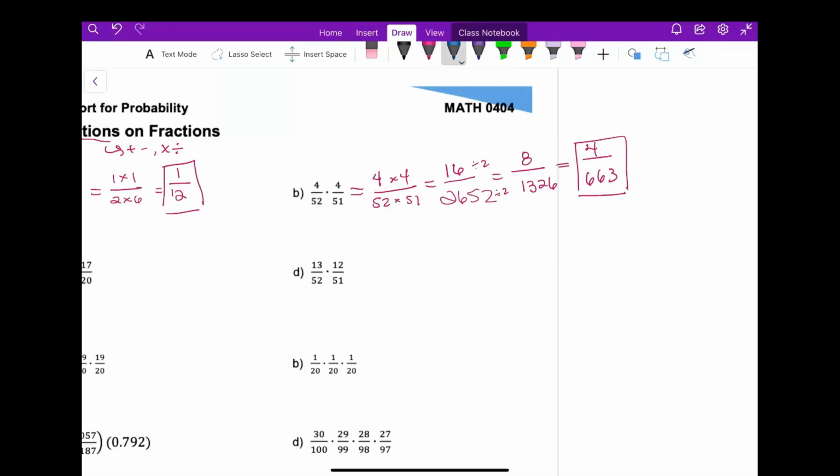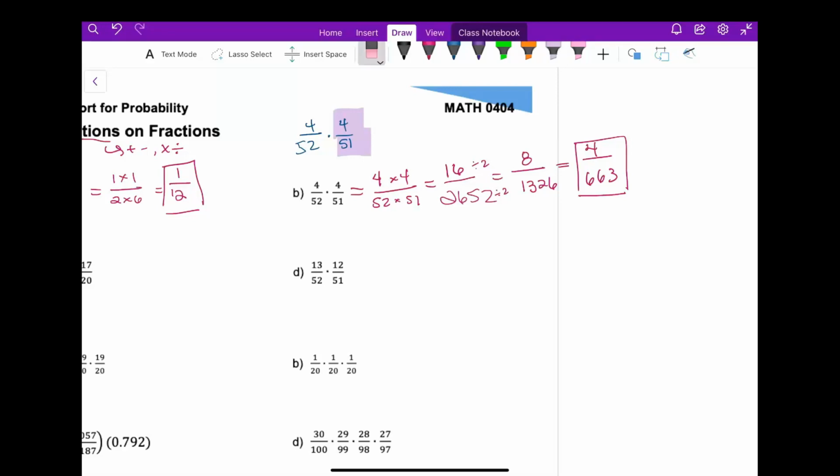Here is our second method. I'm just going to rewrite 4 over 52 times 4 over 51. I can simplify any number that has a number on the numerator and a number in the denominator. So for example, I could simplify this 4 with this 52. I could also simplify this 4 with this 51. I could simplify this 4 with this 52, or I could simplify this 4 with this 51.